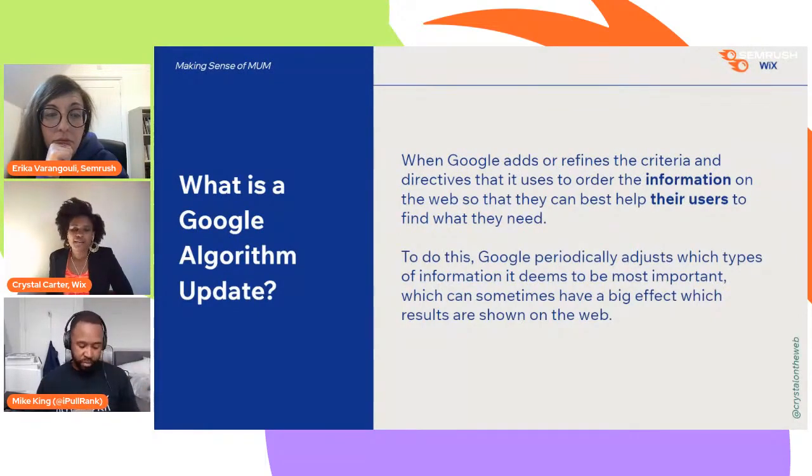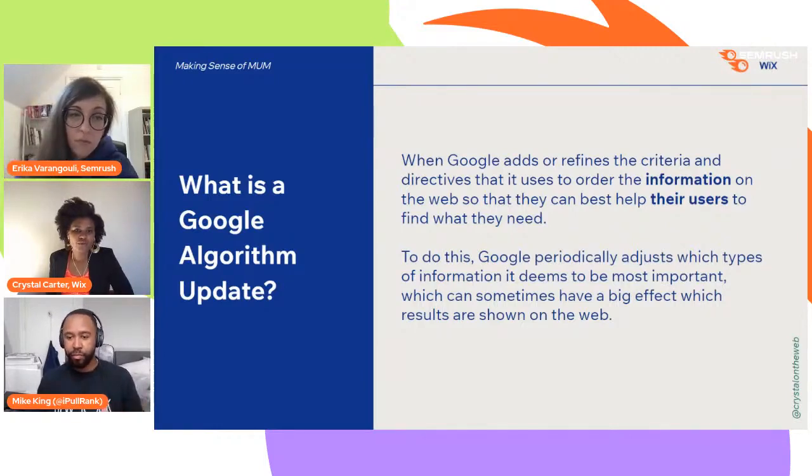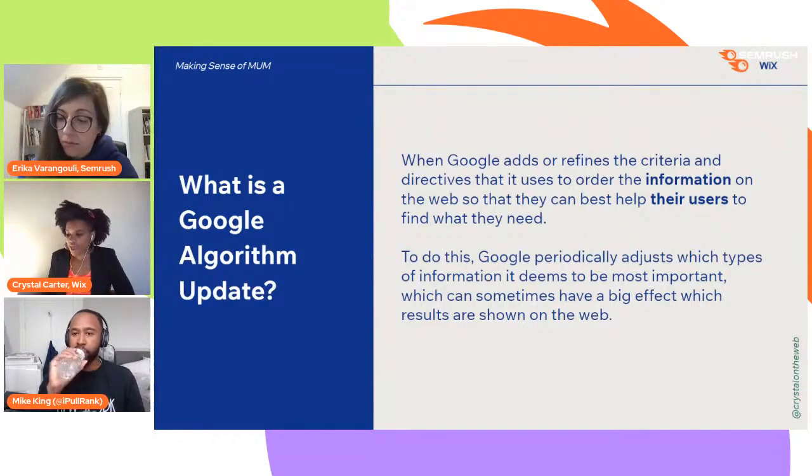So when they update their algorithm, they are changing the criteria or directive that they use to order information on the web and to help their users best find what they need. And to do this, they have to adjust periodically which information they deem to be most important. And sometimes this can have a big effect on which results we see on the web.